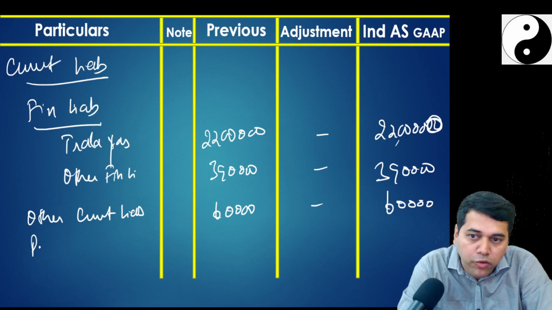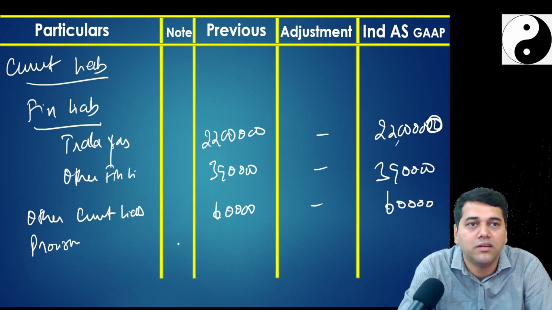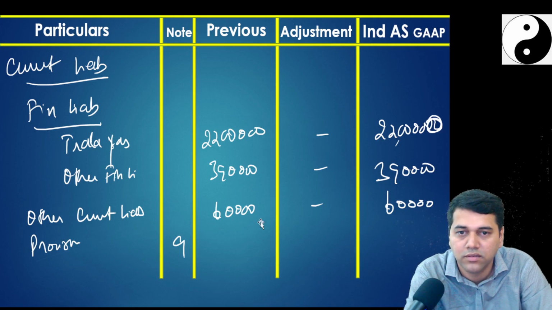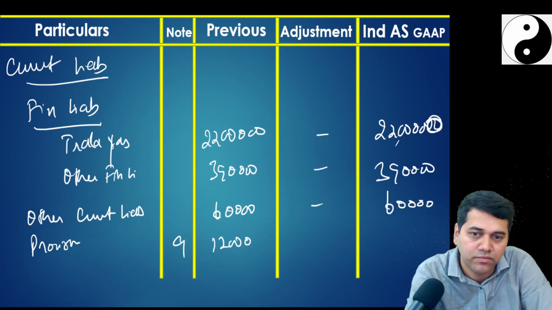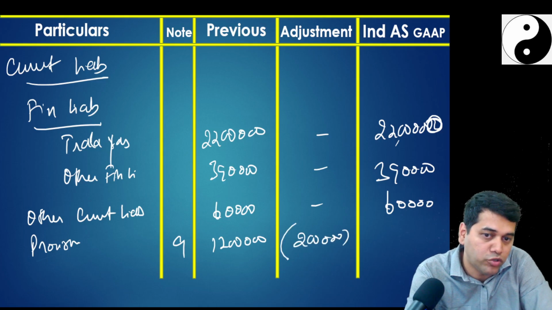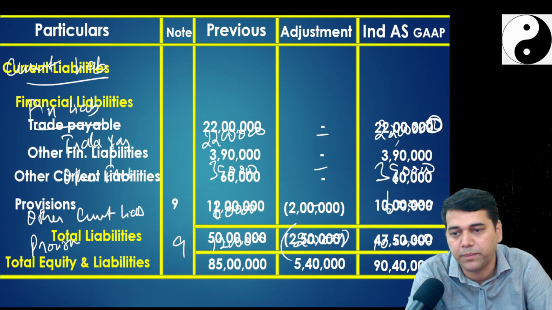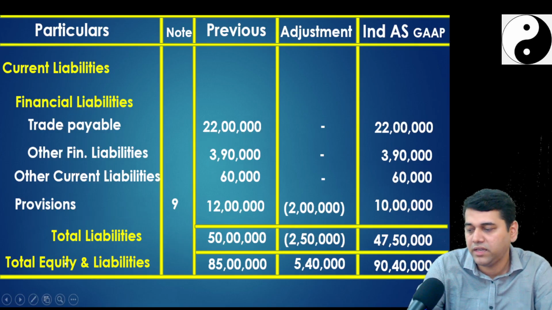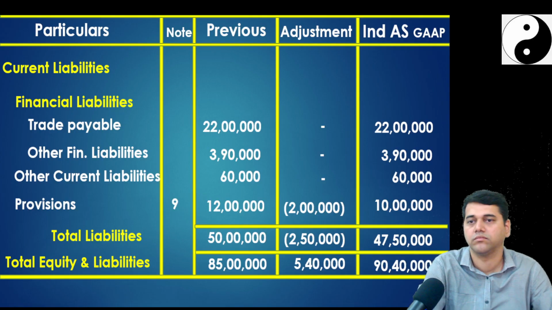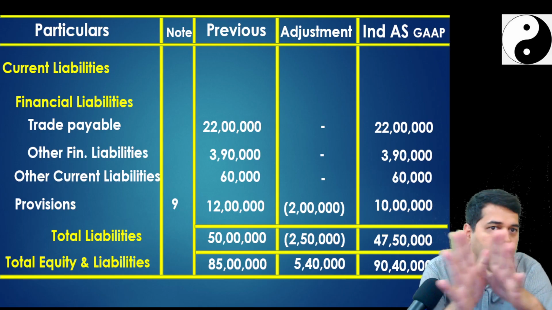So now I have provisions. Note number 9, dividend related. How much? 12 lakhs, short-term provisions. Is there any adjustment? Yes. A 2 lakh reversal I am going to do. It is 10 lakhs. Thus, we are going to prepare the opening Ind AS financial statements. Are you clear, students? Okay, now perfect with everything.